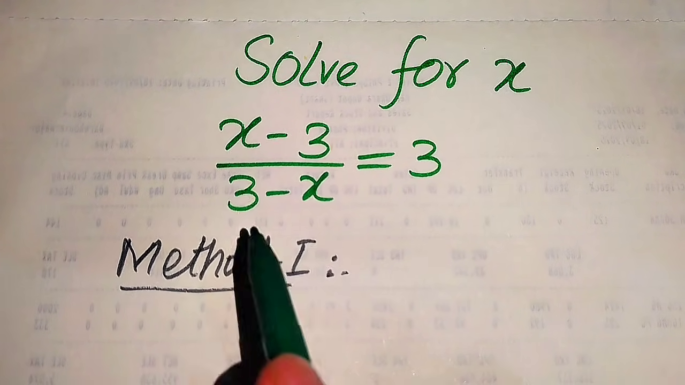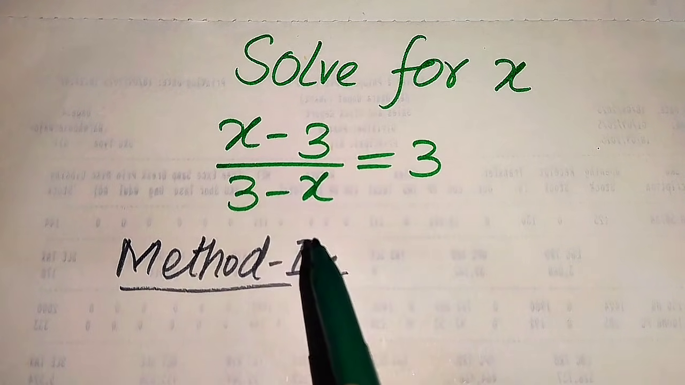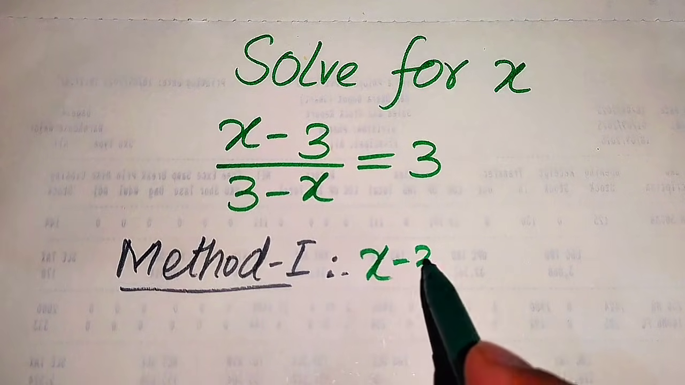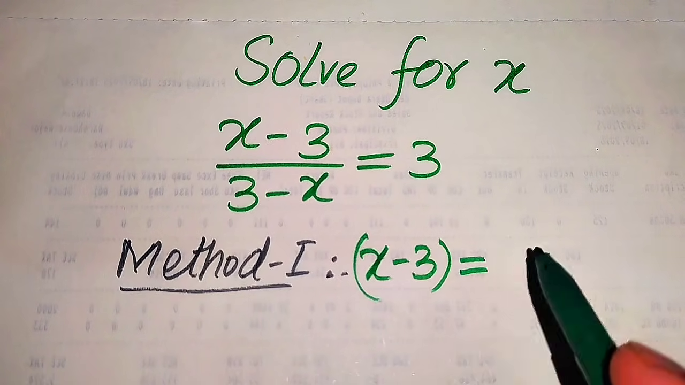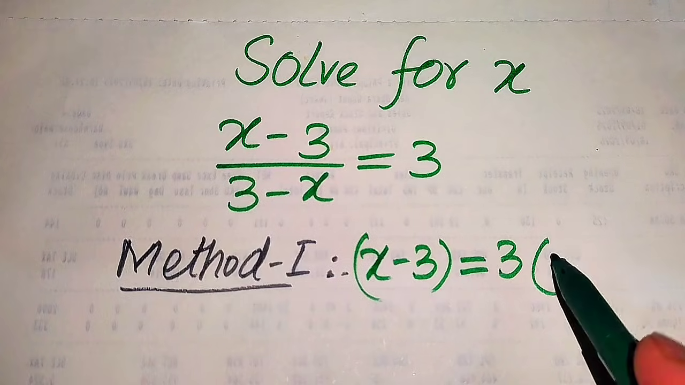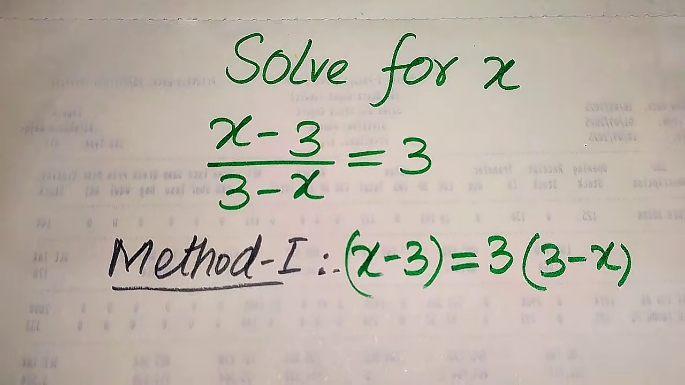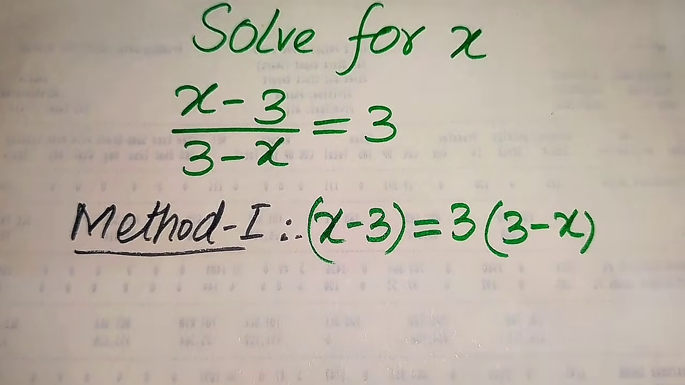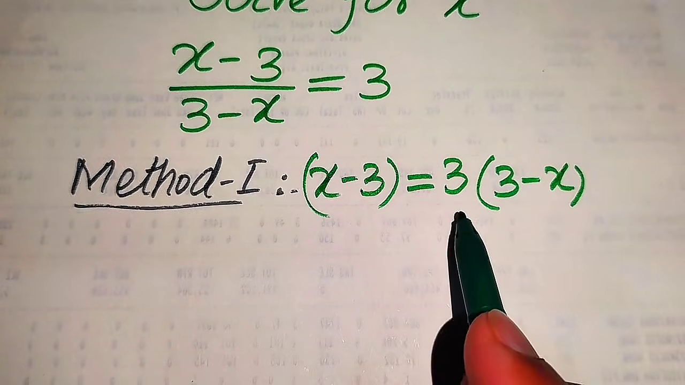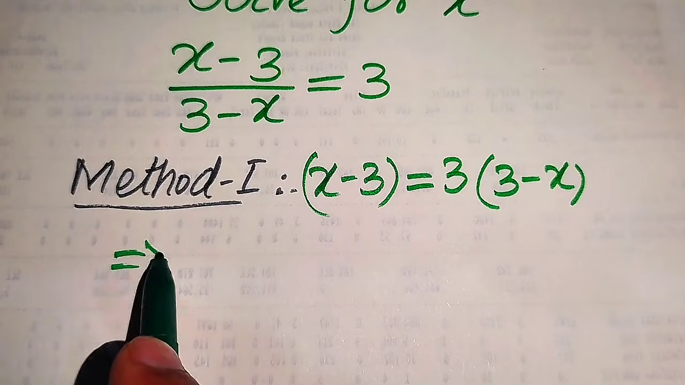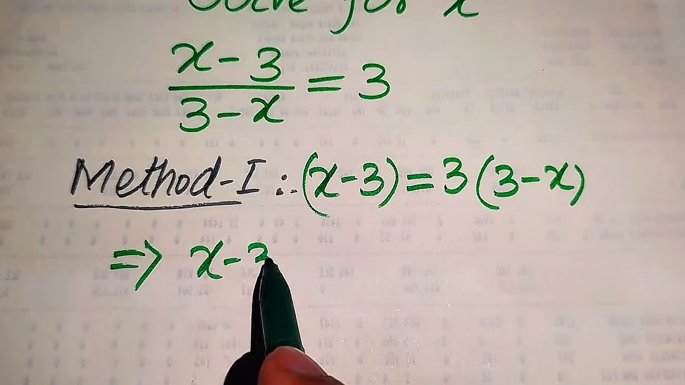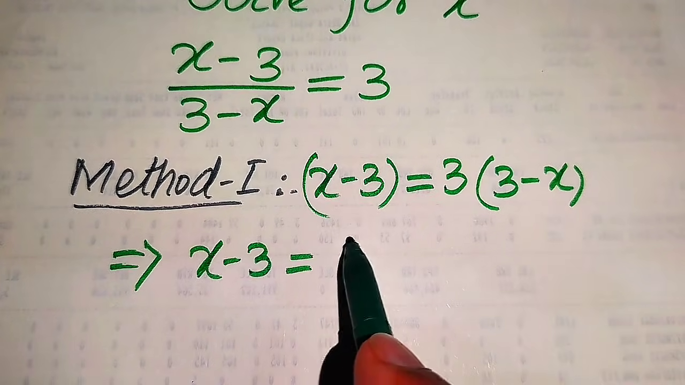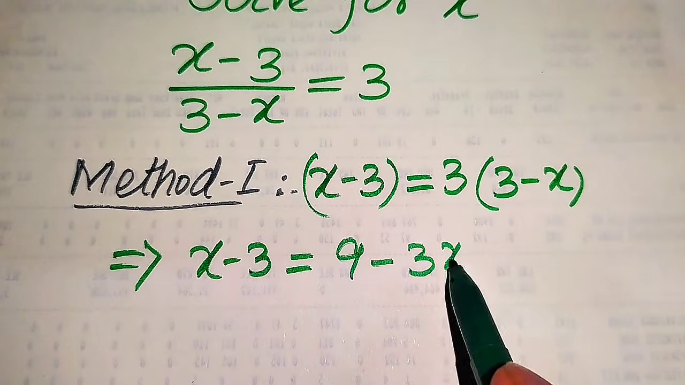In the first method, you see here 3 minus x is dividing on the left hand side. When we move it to the right hand side, it is multiplied by 3, and it will be written as x minus 3 equals 3 times (3 minus x). In the next step we need more simplification, so we multiply the 3 separately on both of these two terms, and it will be written as x minus 3 equals 9 minus 3x.